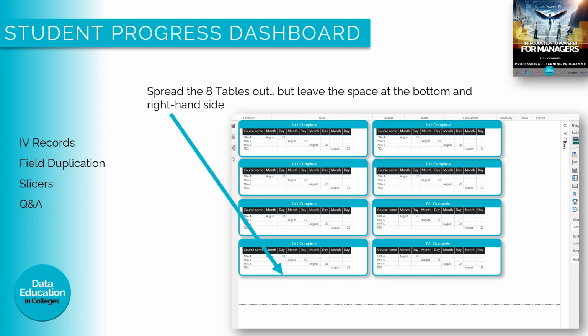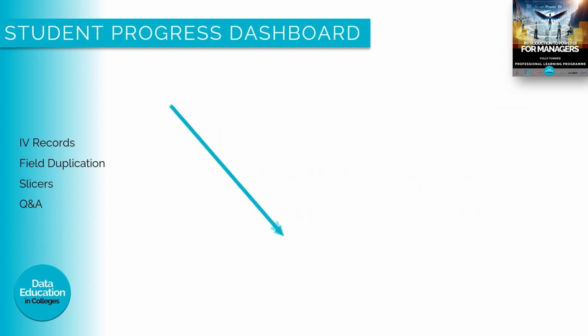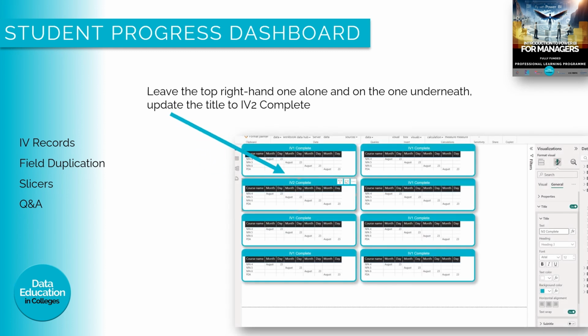Now all we need to do is change the fields that are attached. First one, IV1, that's fine. Go to the next one. Firstly, update the title to IV2 complete.